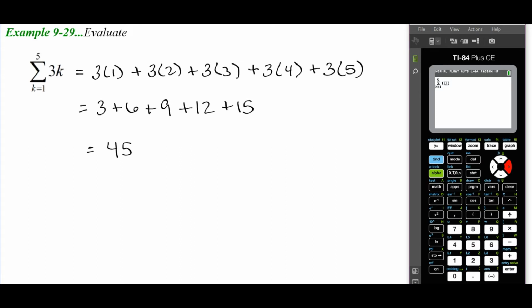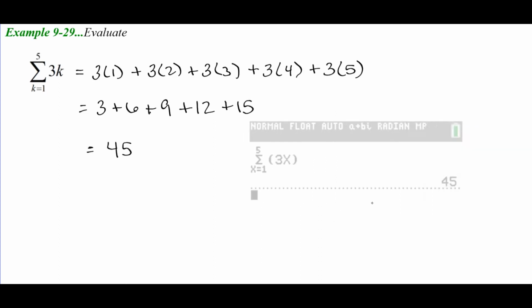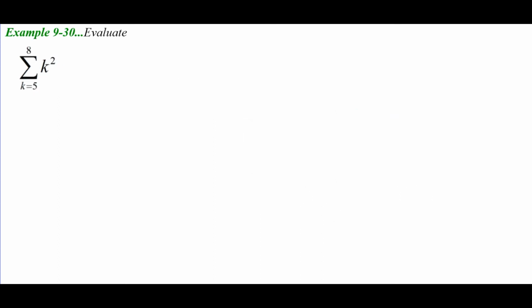You have to use the same variable you used underneath. So since we used x, we're going to use x instead of k here. So we're going to go 3 times x. And then just press enter and it will evaluate that for you. So it's kind of a little time saver for you. All right, so let's take a look at this next one.